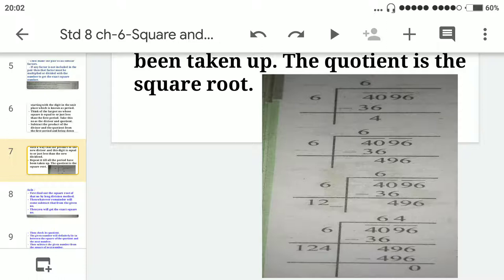Here you can see the example for 4096. 40 and 96 we have made into pairs. So 40 is one period, 96 is another period. We have taken 6 as the quotient because 6 times 6 is 36, which is below 40. Now we do the subtraction, bring the 96 down, and we have the new dividend as 496. What to do next? Now double 6 to get 12. Now the question is what you should put in the unit place, so that if you multiply by the same number you get the exact dividend. So we can say 124, and 124 into 4 is 496, and the remainder becomes 0, and that's why your square root is 64.